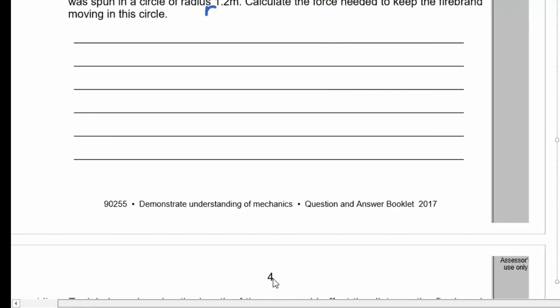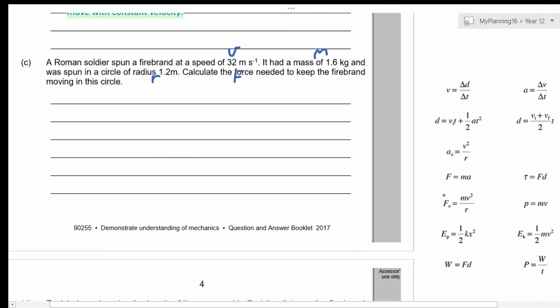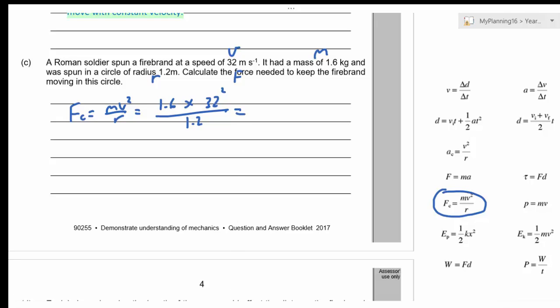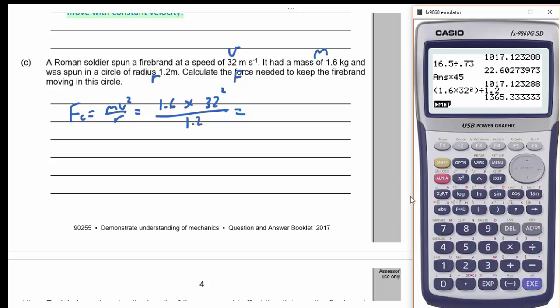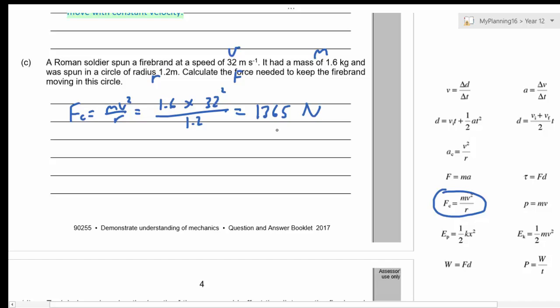If we look at the formula sheet, we've got velocity, mass, and radii, and so we're going to be using this equation here. And we just simply substitute some numbers in. So 1.6 times 32 squared, and a number of people missed the squared, divided by 1.2. We'll grab out our calculator, we use brackets for the top line, 1.6 times 32 squared divided by 1.2, and you get 1365, and we're measuring newtons. That is worth an achieved.